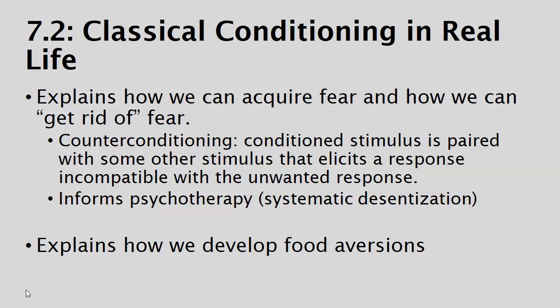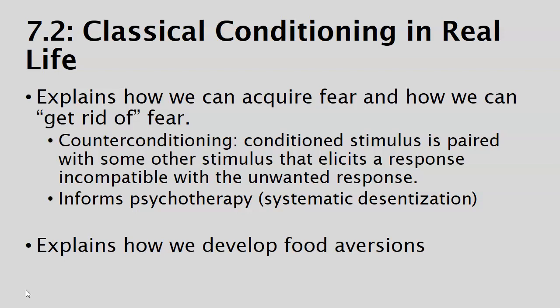So, as I said earlier in part 1, the appeal of the behavioral way of thinking is that it really can easily explain a lot of things about our behaviors. For example, your book talks about how classical conditioning can help us understand how we acquire fear. It can also help us understand how we develop food aversions.